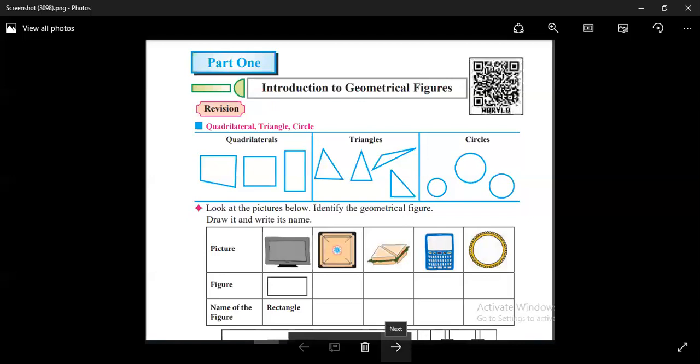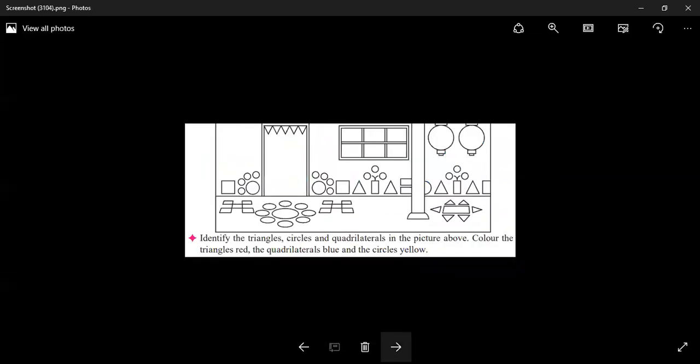Now in the next figure, there are so many shapes given. Here the first is a square and then there are circles, one big circle and then four small circles. Now in the next picture you will find there is a door and on the door there is a hanging of paper, and those papers are in triangle shape. So this is another figure, that is triangles.